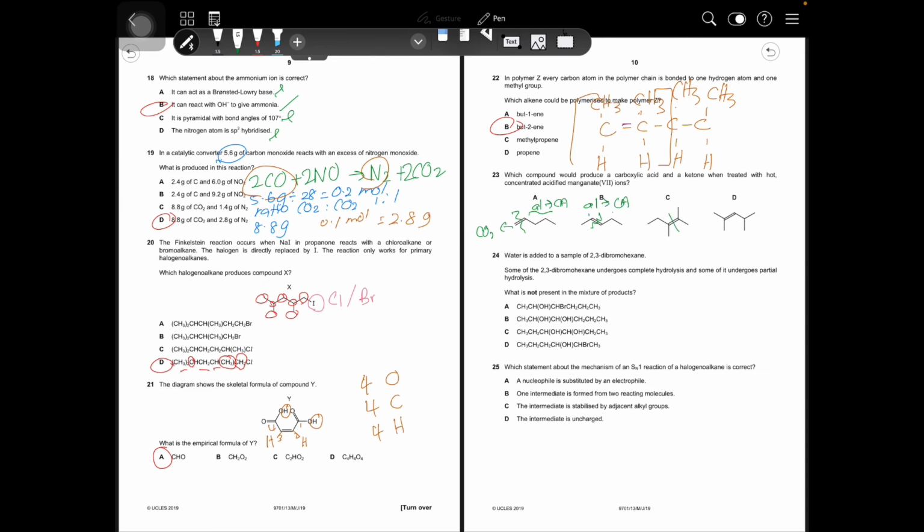If we break this part, both of the sides will produce a ketone. Definitely this is not the answer. If we go into D, if we break this, the right part will produce a carboxylic acid and the left part will produce a ketone. Hence, this is the answer.